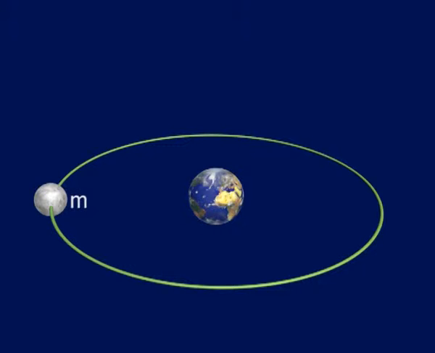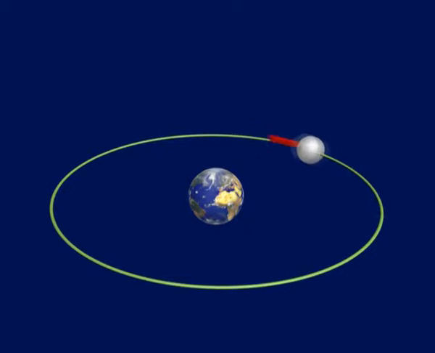Suppose that a satellite of mass m has to be put into circular orbit around the earth at height h above its surface. Consider that earth is a sphere of mass Me and radius Re. Then the radius of the orbit of the satellite will be Re plus h. Suppose that v is the required orbital velocity for the satellite.